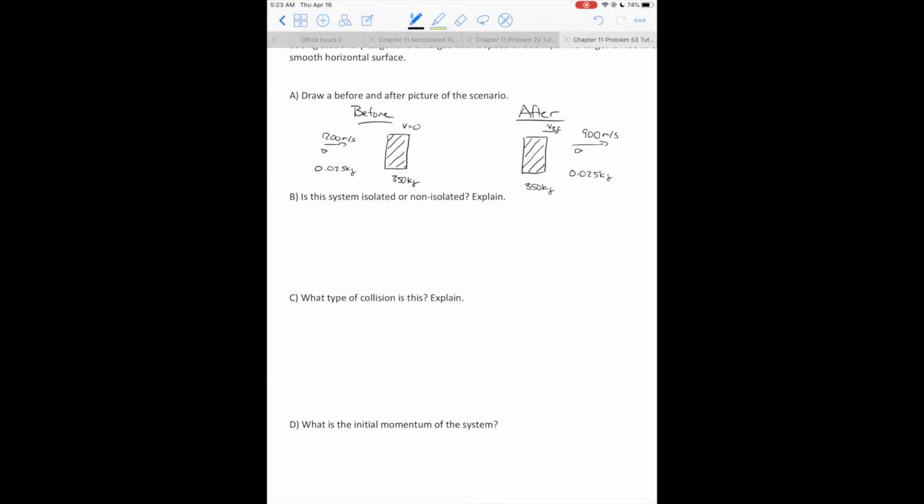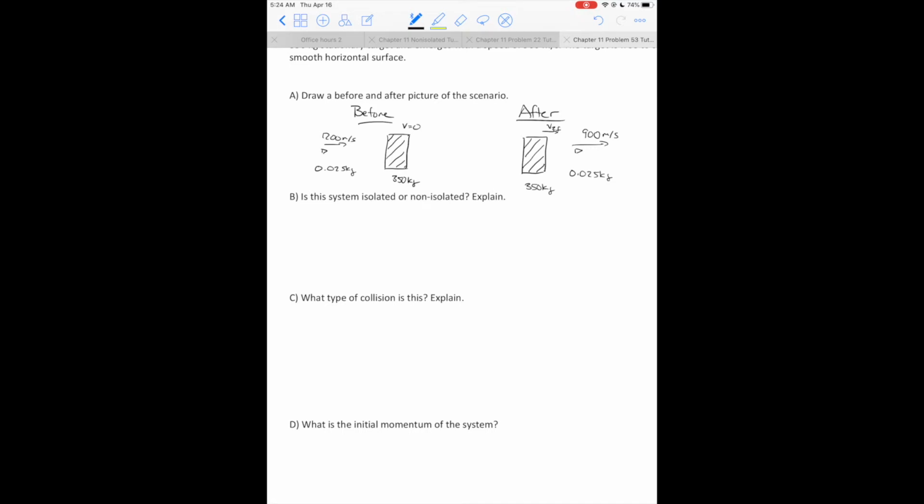Is this system isolated or non-isolated? Back in the previous tutorial problem, we said that a non-isolated system is characterized by usually some interaction with a wall, a ceiling, a floor, some sort of interconnected external complex system. And that's just not present here, right?